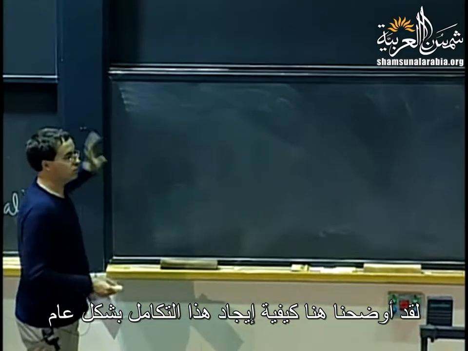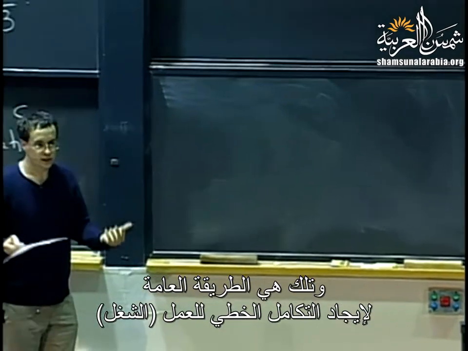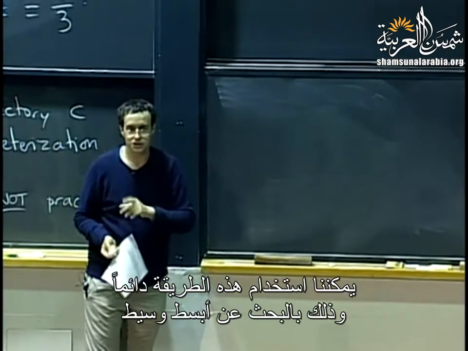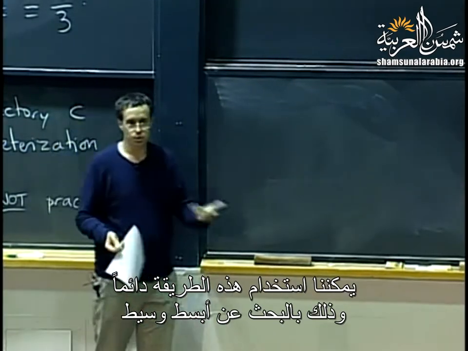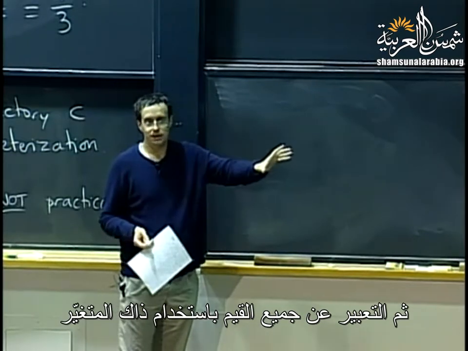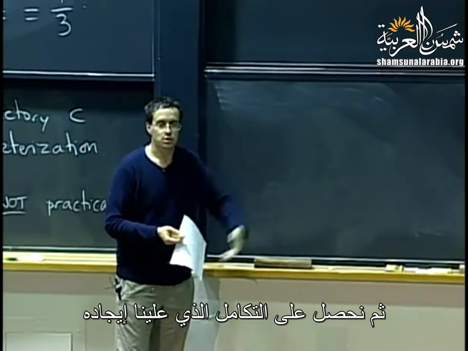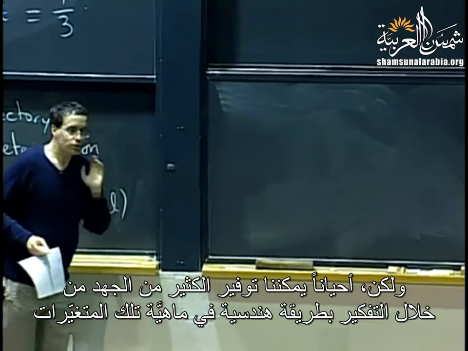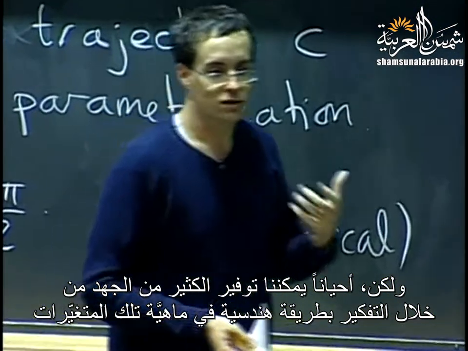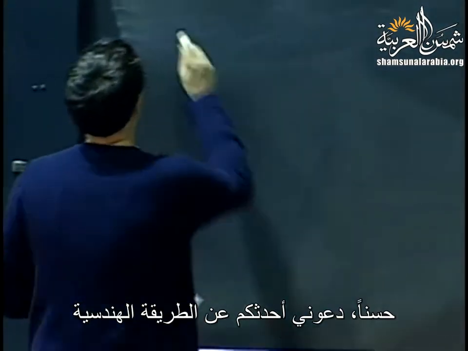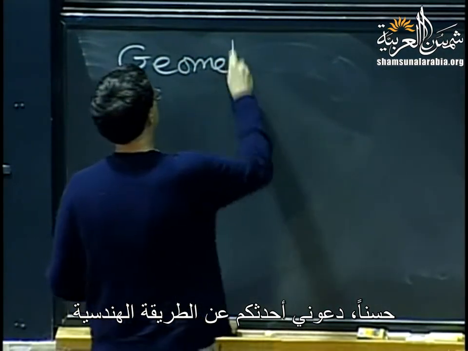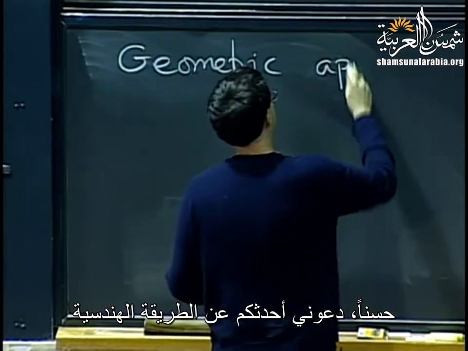So now let me tell you a bit more about the geometry. Okay. So we've said, here's how we compute it in general. And that's the general method for computing a line integral for work. You can always do this. Try to find a parameter, the simplest one, express everything in terms of that variable, and then you have an integral to compute. But sometimes you can actually save a lot of work by just thinking geometrically about what this all does. Okay, so let me tell you about the geometric approach.